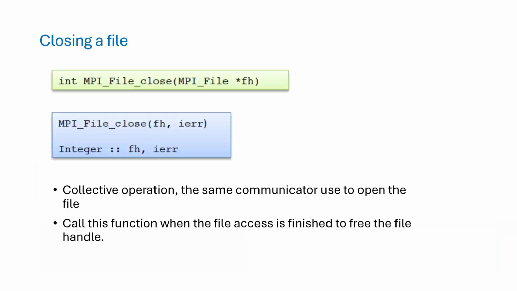Okay. And then closing the file when everything is done is quite simple. The syntax, you just close the file. And it is also a collective operation, using the same communicator used to open the file. When the file access is finished, you need to free the file handle, right? So each time you open a file, you need to close it, just like sometimes you open a buffer or memory and close it and remove it.